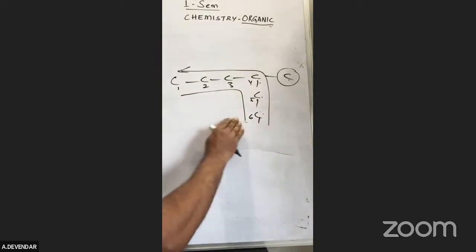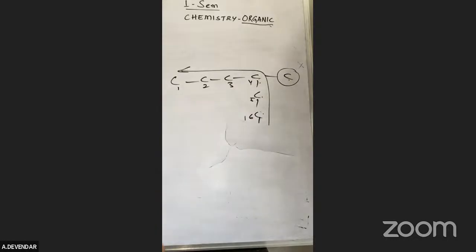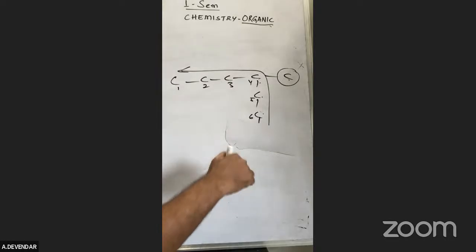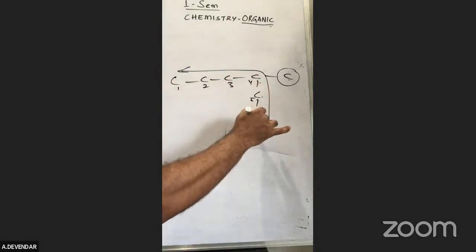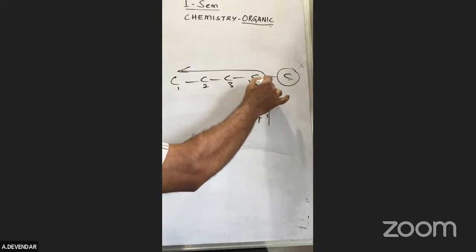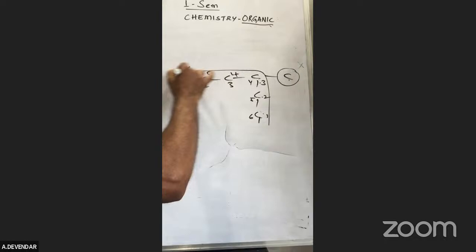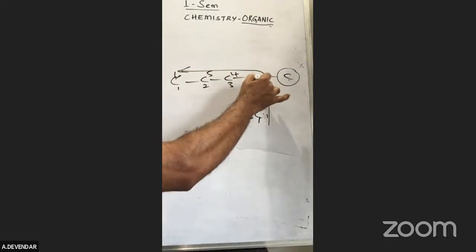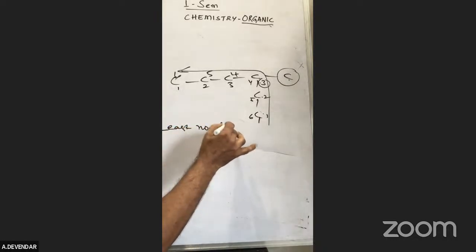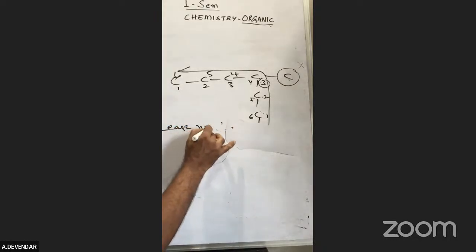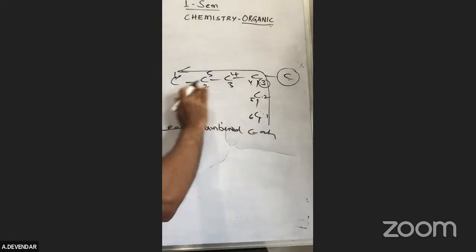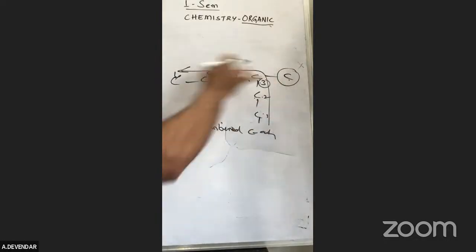Suppose there are only 6 carbon atoms. Straight chain is 5, branched is 6. If you select it this way, it is wrong. Why? Because the substitution is coming on the 4th carbon. But I am selecting like this, where the substituent comes on the 3rd carbon. The least numbered carbon atom is important. So this is wrong. Only this is correct.